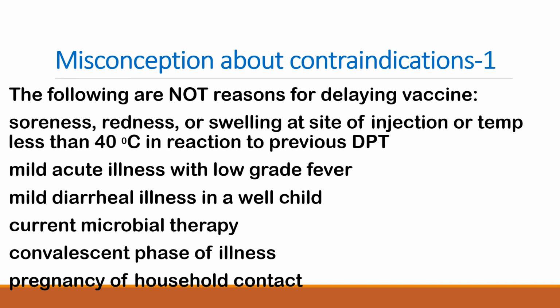Misconception about contraindication. The following are not reasons for delaying vaccine: soreness, redness, or swelling at site of injection, or temperature less than 40 degrees centigrade in reaction to previous DPT; mild acute illness with low-grade fever, mild diarrheal illness in a well child, current antimicrobial therapy, convalescent phase of illness, pregnancy of household contact.